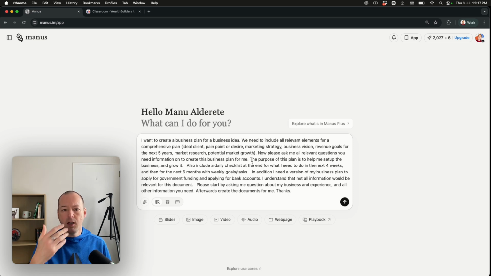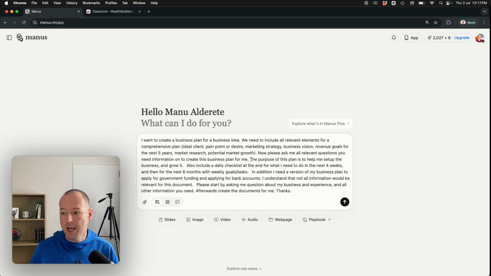Most people work in a linear relationship, so they think, oh, I need to have the best prompt in the beginning. You don't. You just need a prompt to start with, and then you work your way from there in this circular relationship with AI, and you refine it until the output is as you really want it, or even better sometimes. So the purpose of this plan is to help me set up a business and grow it.